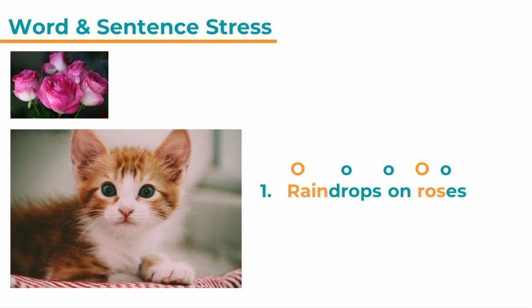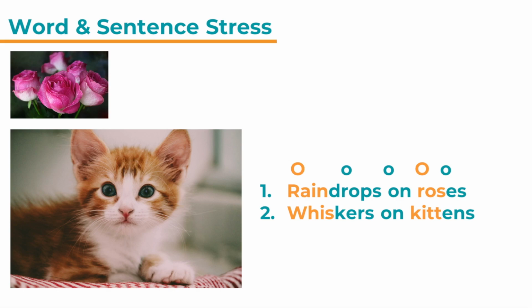So, how could we describe this picture? We could say fluffy, cute kitten. That would work. But I want to add whiskers into my phrase. So I'm going to say whiskers on kittens. 5 syllables and stress in the right places. Whiskers on kittens.